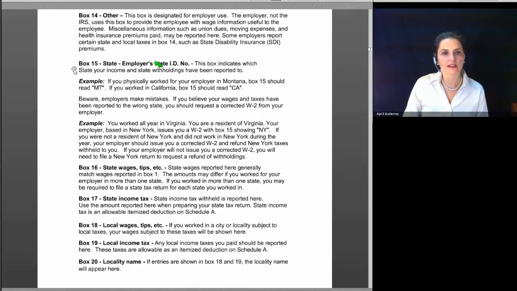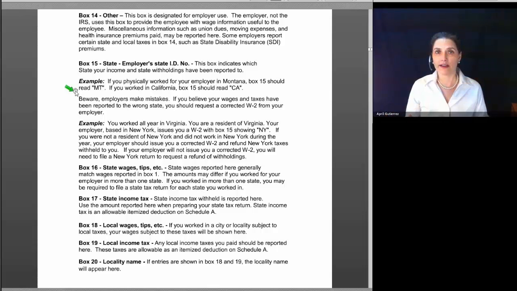Moving on, we're going to talk next about Box 15. This box is used to indicate what state wages are attributable to. Now, the state that the wages are attributable to is the state in which services were performed for the earning of those wages. For most people, you live in the same state you work, but it can be the case that you are a resident of a state other than the state in which you work, and sometimes it's the case you work for an employer who resides or is located in a different state than the employee.